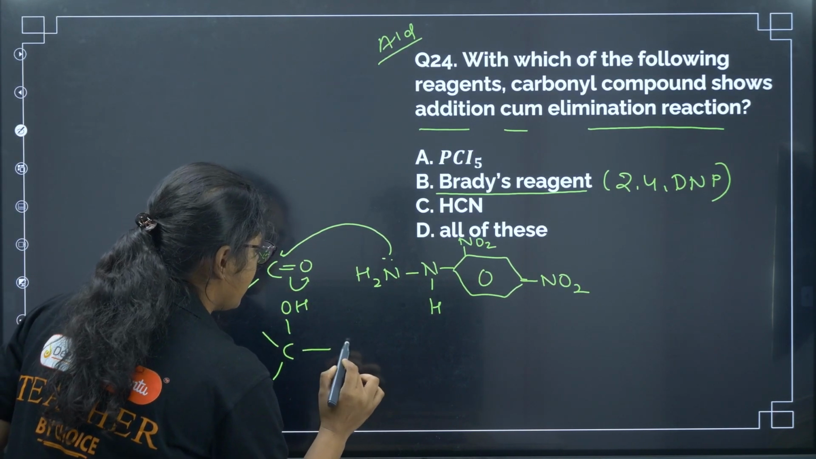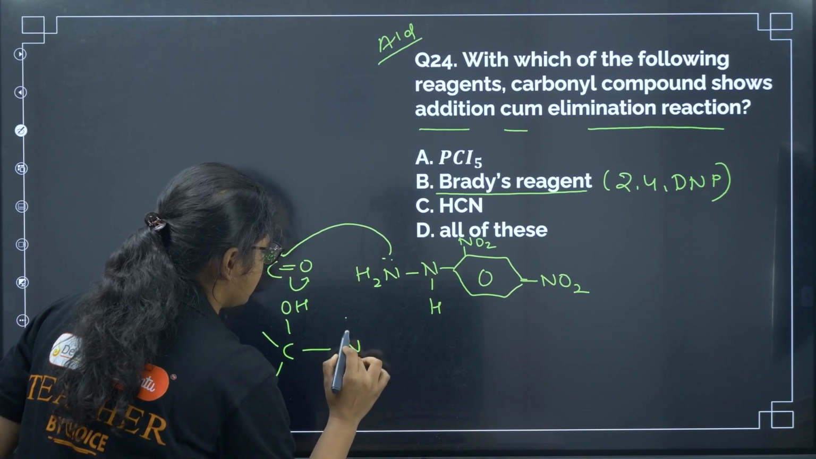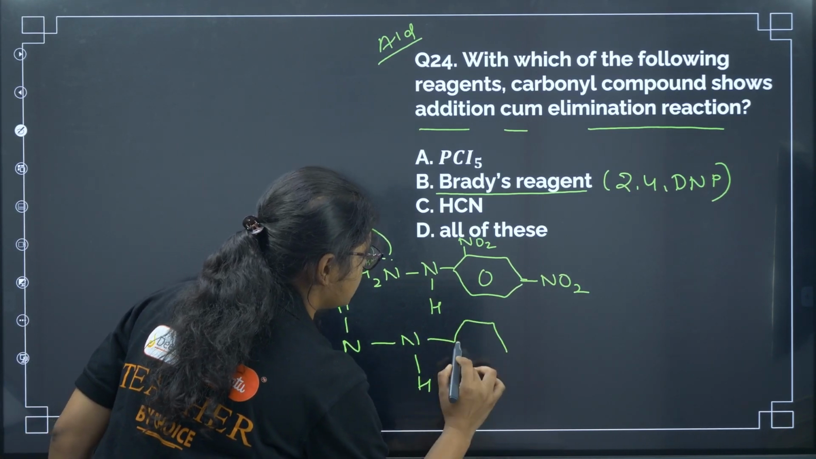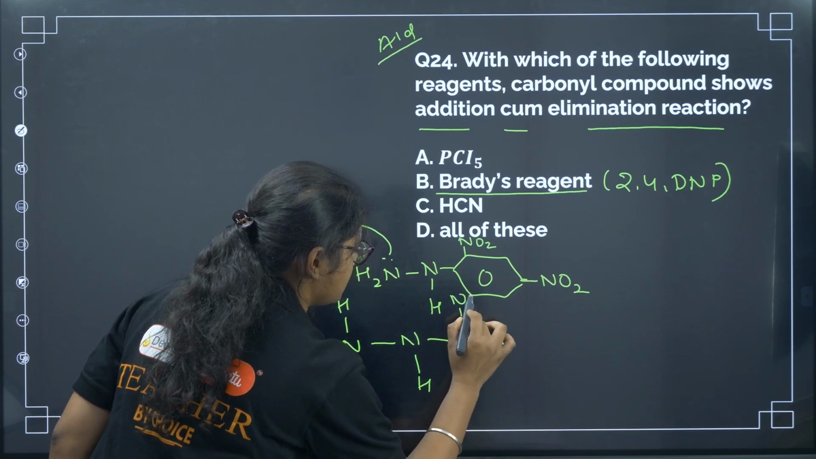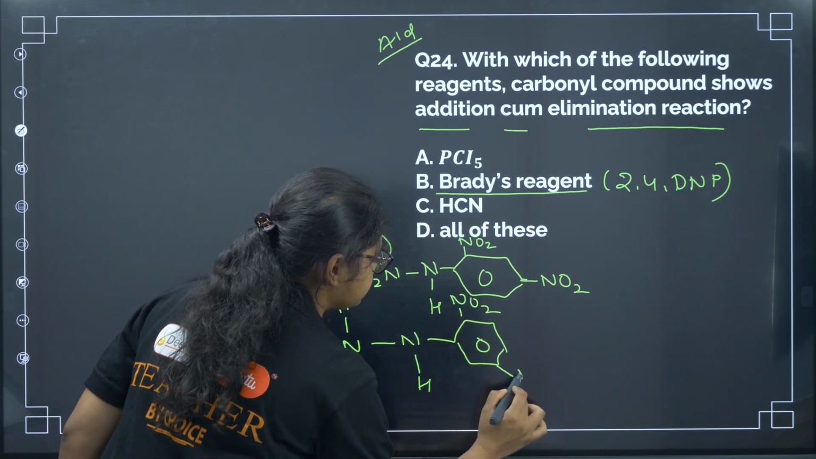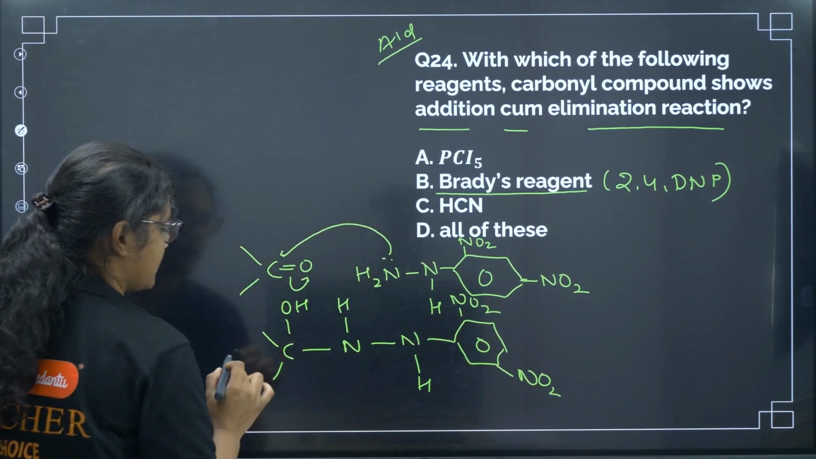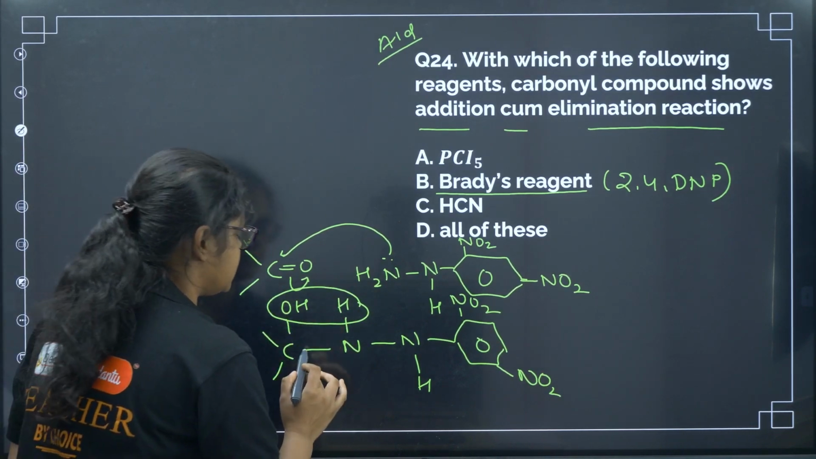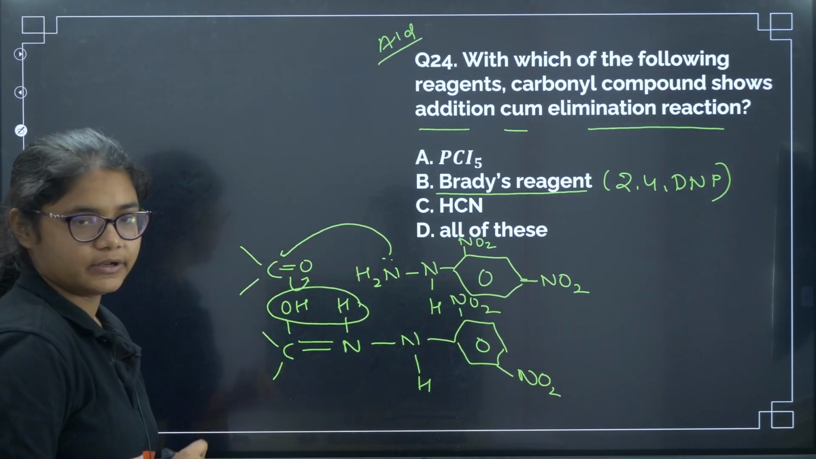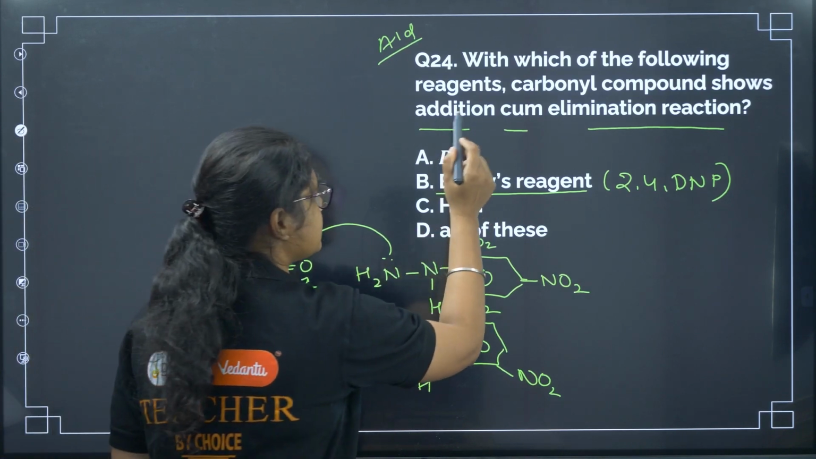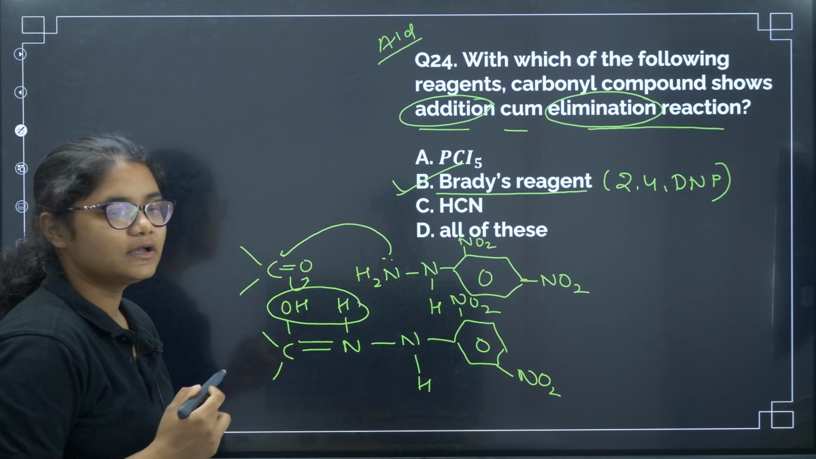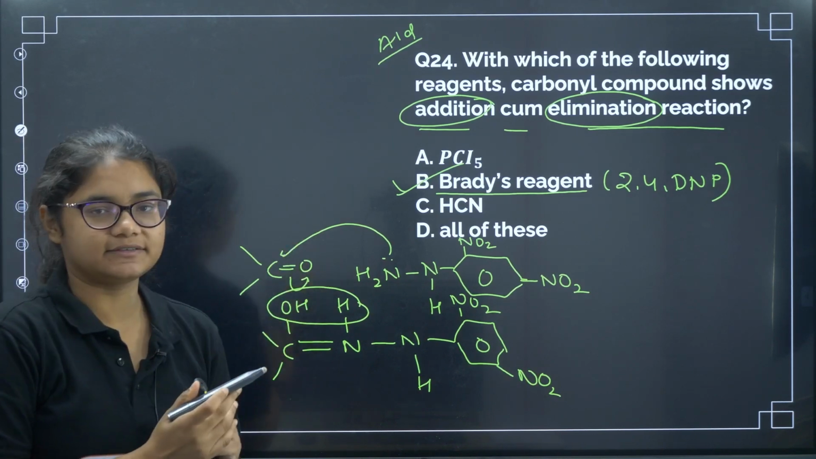So we have OH here, and then we have here N and then H and then another N and then H, and you have the 2,4-DNP structure, right? So now what happens? This OH and H undergo elimination reaction, that is dehydration, and we get a double bond here, right? That is why it is addition cum elimination. So the correct answer for this question is option number B, that is Brady's reagent.